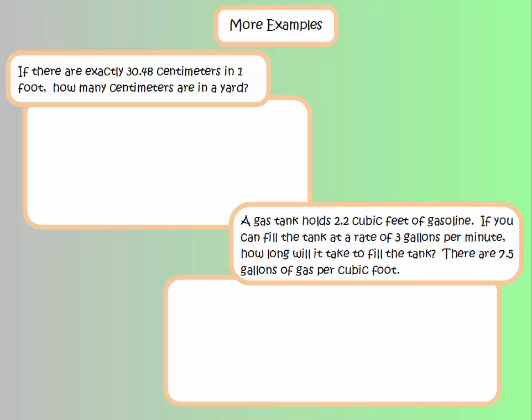If there are exactly 30.48 centimeters in 1 foot, how many centimeters are in a yard? Well, let's try this. Let's go with centimeters in 1 foot. Okay, so we have 30.48 centimeters in 1 foot. And what are we trying to convert this to? We're trying to go to yards. Okay, so how many feet are in a yard? 3 feet in 1 yard.